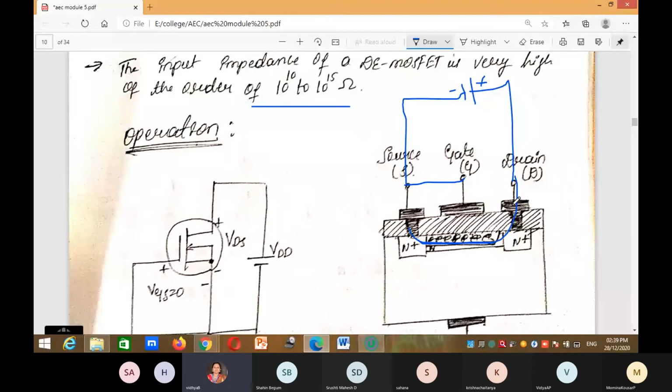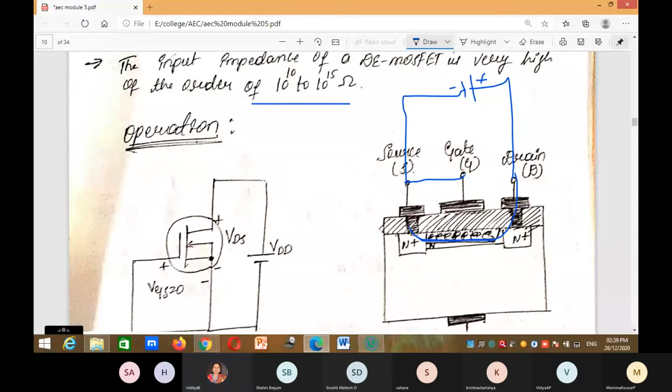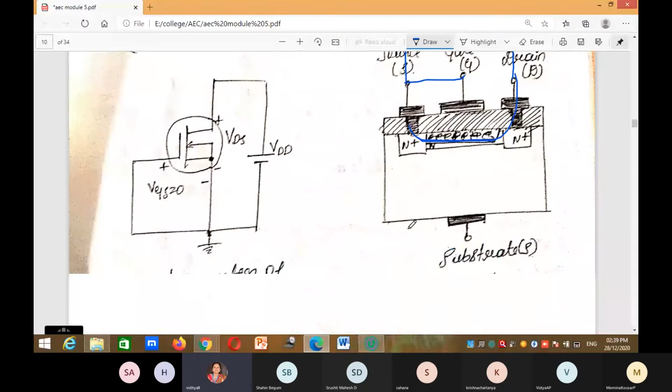As VDS is increased, eventually ID also increases. As you increase voltage between drain and source, the current also increases. After a certain voltage of VDS, ID remains constant, which is denoted as IDSS. Here also, the same thing I have explained.